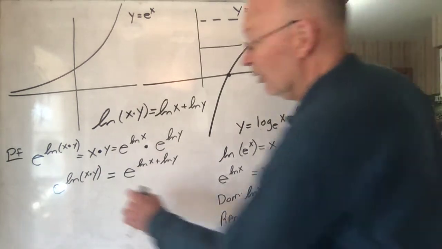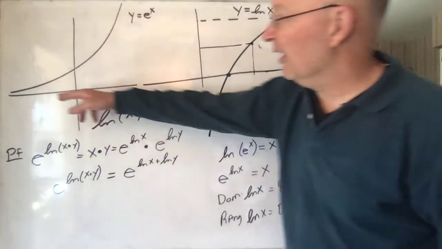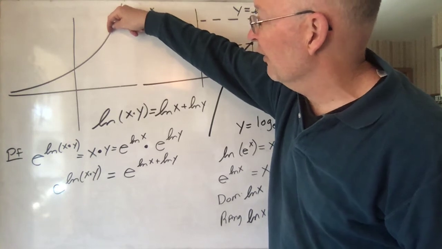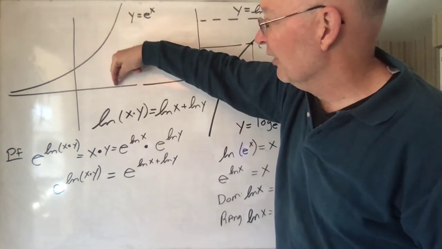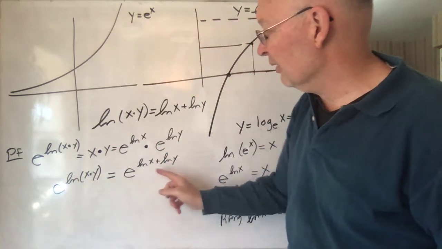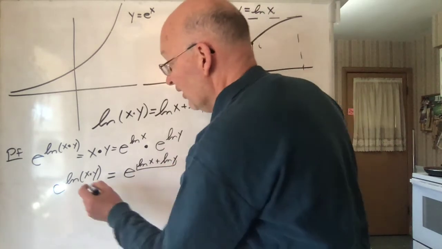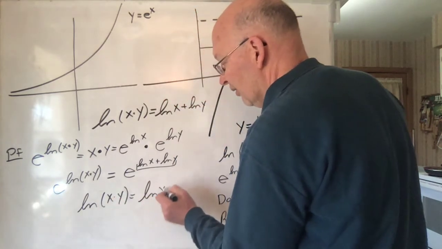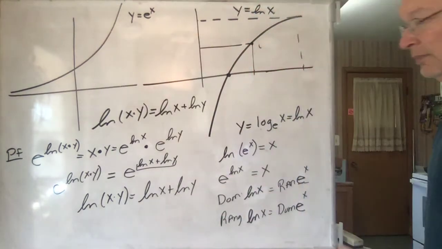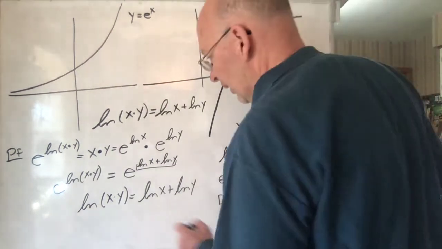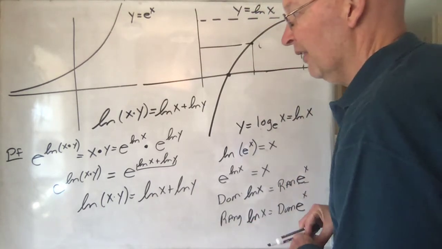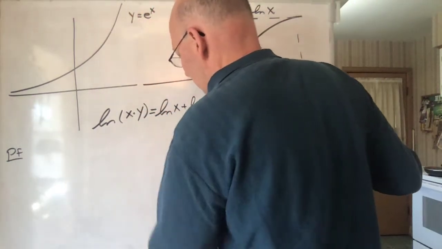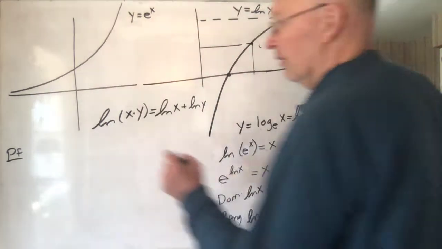And since e to one thing is equal to e to the other thing, notice that e is a one-to-one function. So if e to one thing is equal to e to the other, if the functional values are the same, that means that those two things have to be the same. It's a one-to-one function, so if e to this thing is equal to e to this thing, that means that these two things have to be the same. So in other words, the ln of x times y is equal to the ln of x plus the ln of y. So we have that, and then here's another property. This is property number 1.